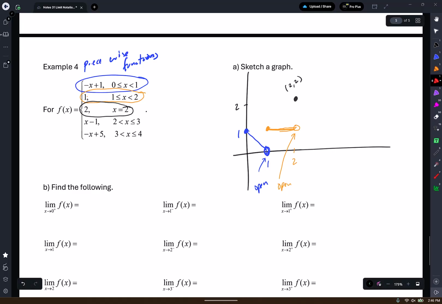I'm going to put this one in red. It's a linear line. Just plug in the 2. 2 minus 1 is 1. So I'm gonna start at 2, 1, open circle. And at 3, 3 minus 1 is 2. So here's 3, here is 2, and closed circle. And connect them.